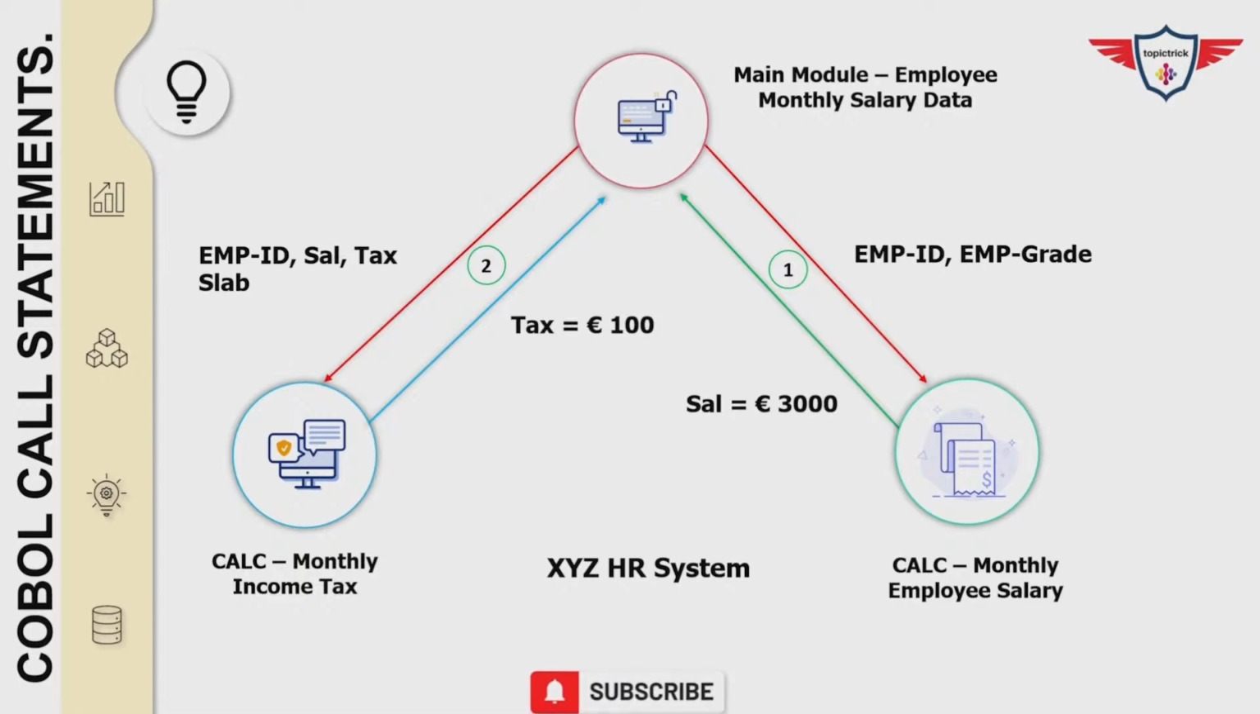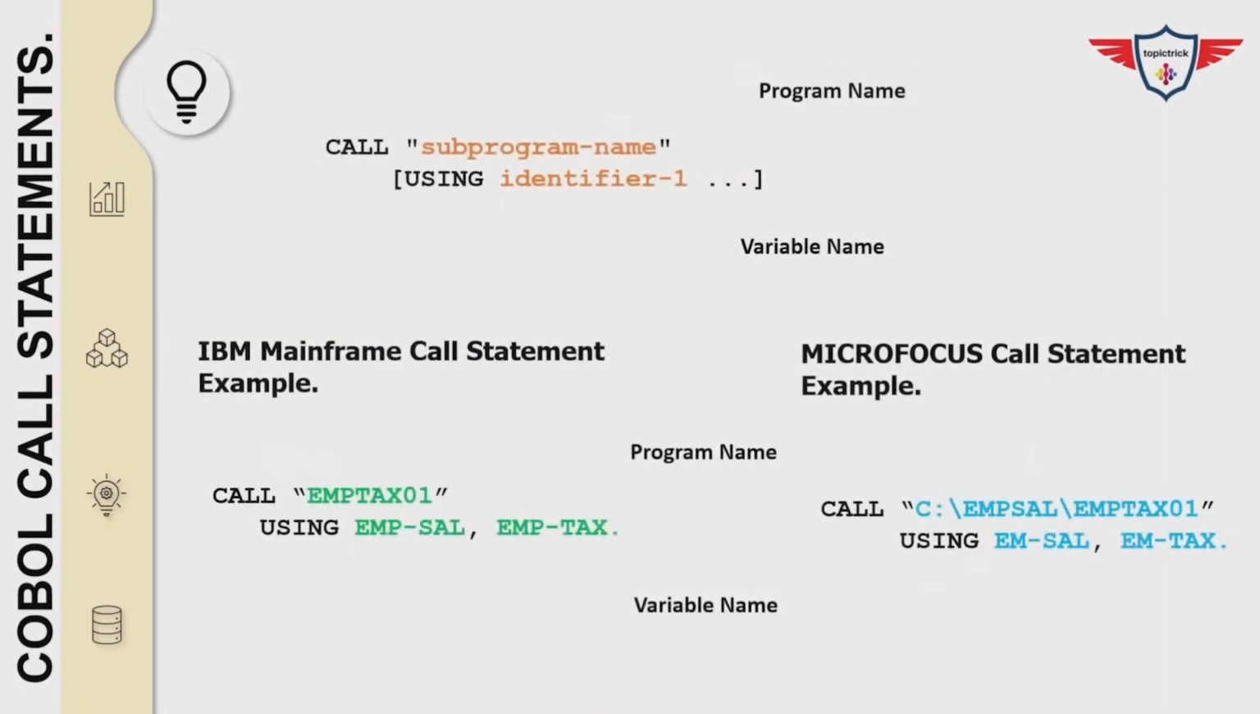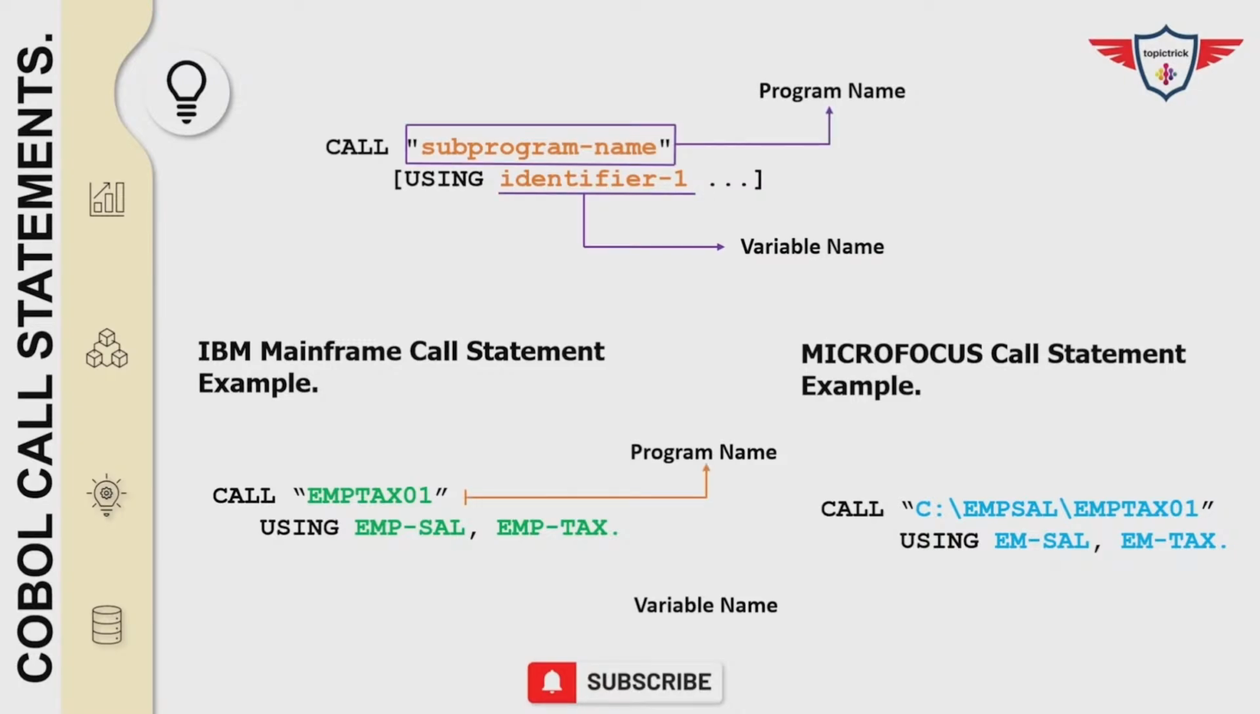Now let's focus on the COBOL call statement syntax because a main program can only call a subprogram with the help of the call statement. The syntax of the call statement is pretty simple and straightforward. It begins with the keyword call followed by the program name, and if you want to pass any value from the calling program to the called program, then you have to use the keyword using followed by a variable name.